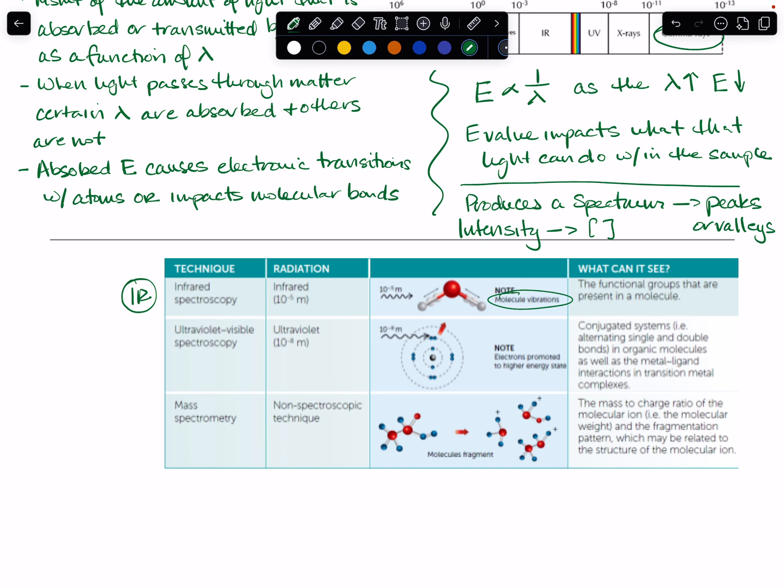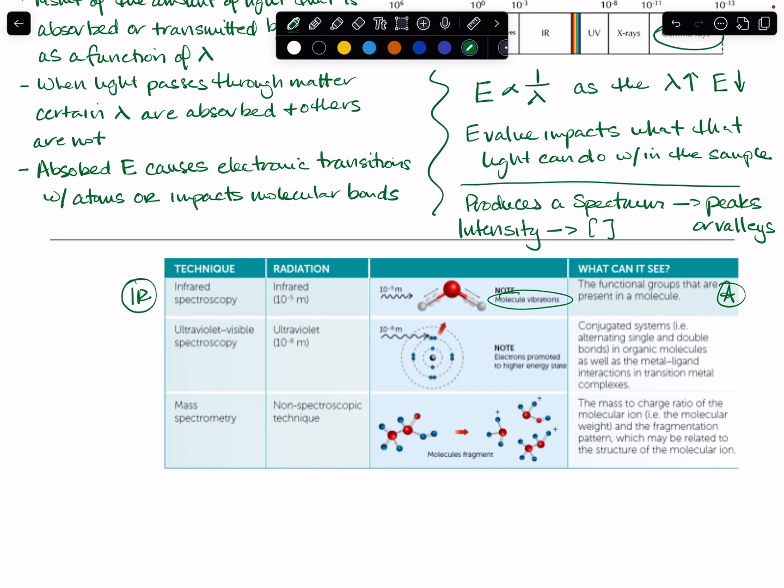And different bonds will interact with this energy differently. If you can imagine, a double bond is going to be harder to stretch than a single, and a triple bond is even harder to stretch. So you're going to need different values of energy to make those move, which means that their spectra are going to look very different. So it lets us look at the different bond types that are present within our molecule.